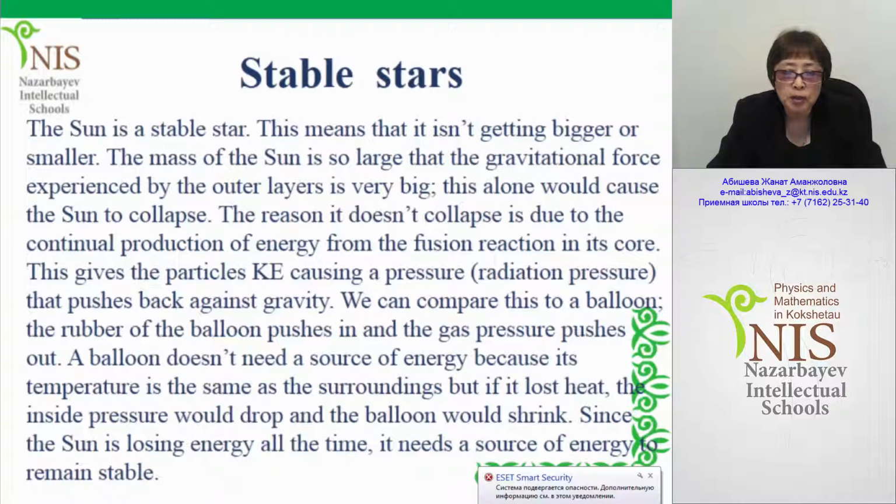We can compare this to a balloon. The rubber of the balloon pushes in and the gas pressure pushes out. A balloon doesn't need a source of energy because its temperature is the same as the surroundings, but if it lost heat, the inside pressure would drop and the balloon would shrink. Since the Sun is losing energy all the time, it needs a source of energy to remain stable.